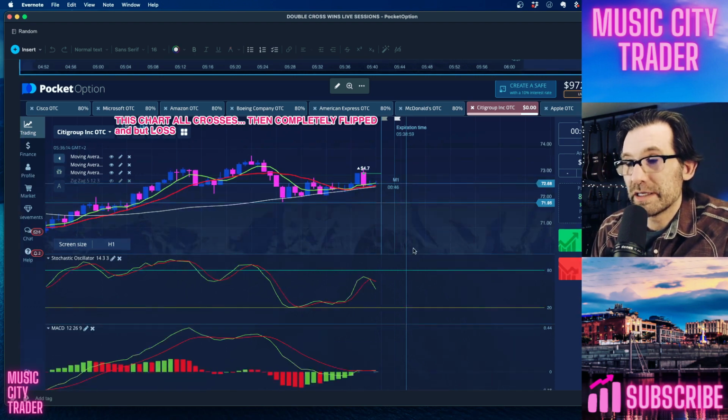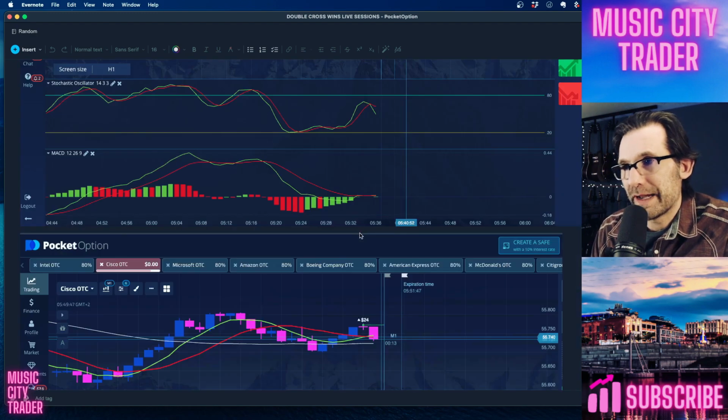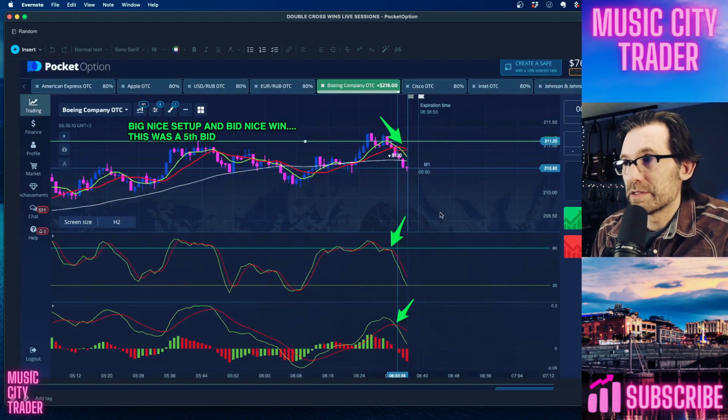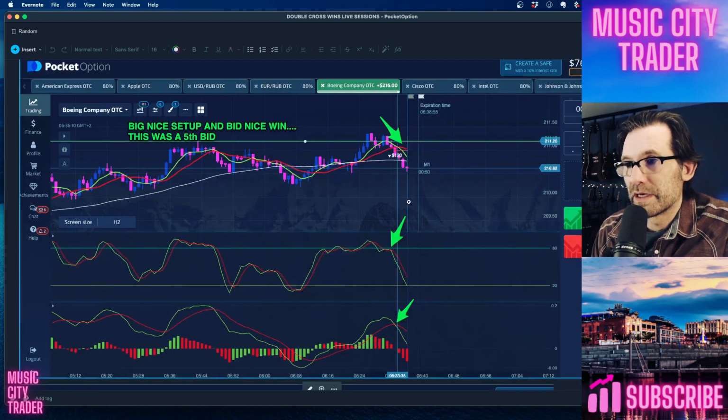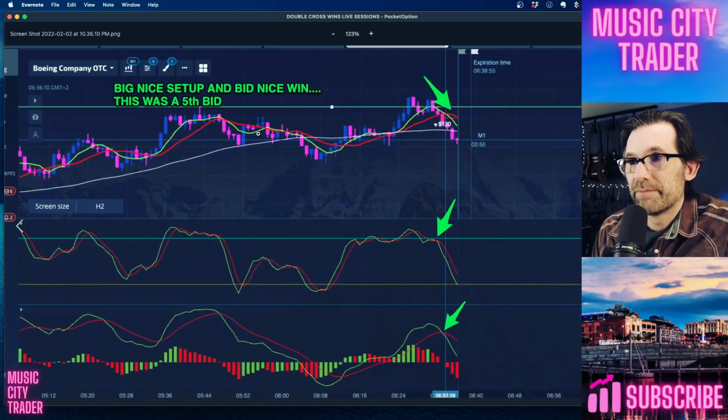The chart all crossed here and then completely flipped out and I lost. So the same can happen. Let me show you another win in this video, and then I'm going to focus. This was a fifth bid, so I was into a fifth bid on this one. This was a scary trade. I got pretty deep in my account this day, but this was a nice win.